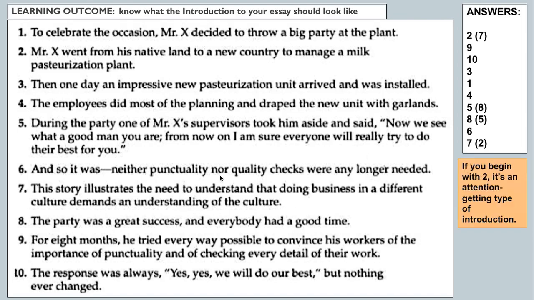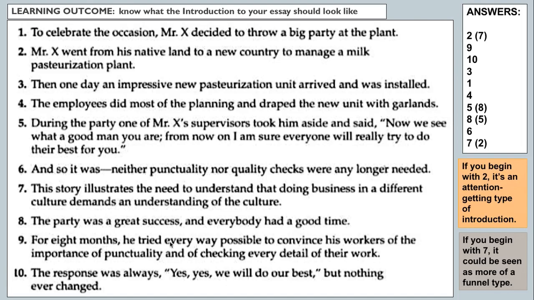So if we begin with 2, it's an attention-getting type of introduction. We are telling a little story or an anecdote. Whereas if we begin with 7, it could be seen more as a funnel. We start off general and then tell the story. So the story would read further.